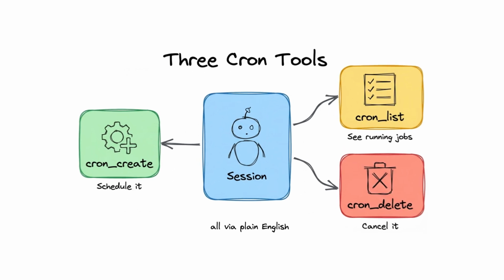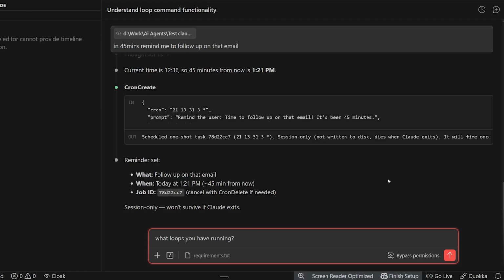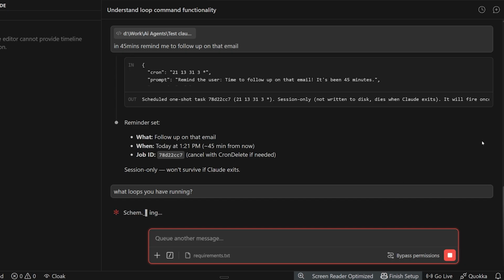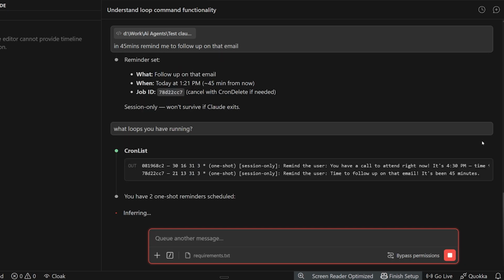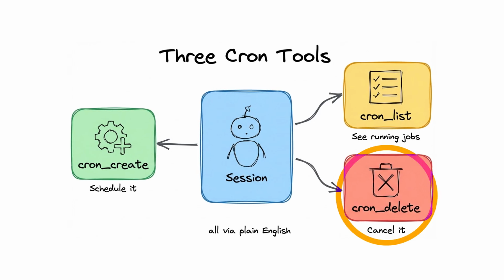The second tool is cron list. If you ever want to see all the loop jobs running in a session, you just ask. Say, what loops do you have running right now? And it'll call cron list and tell you. And the third tool is cron delete. If you want to cancel something, you say cancel that loop, and it fires cron delete with the job ID. Done.